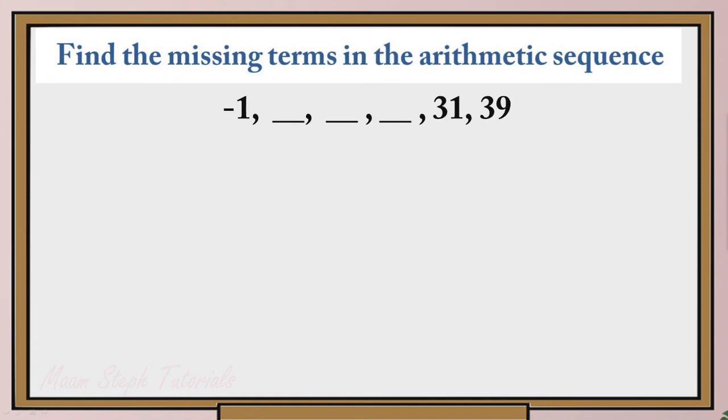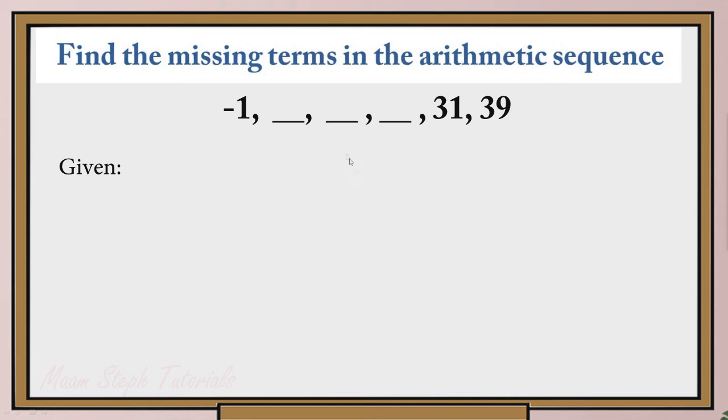So, another example says to find the missing terms in the arithmetic sequence, negative 1, tapos tatlong magkasunod na blanko, and then 31 and 39. So that means we are going to find the second term, the third term, and the fourth term of this sequence. So the given in this problem is yung first term na negative 1, tapos we have the last two terms na 31 at saka 39. So increasing yung trend ng ating arithmetic sequence. Kaya the idea here is, since increasing, yung common difference natin ay positive.